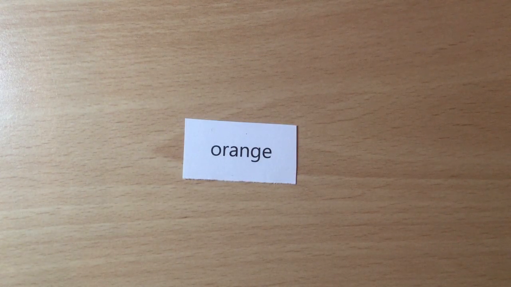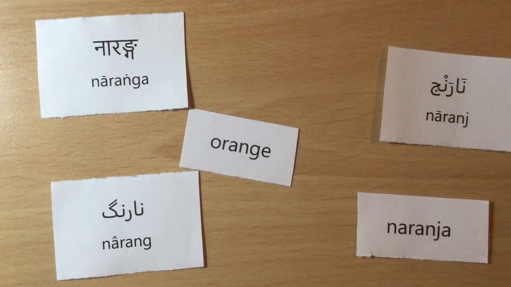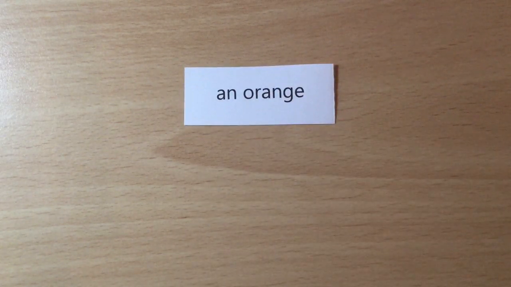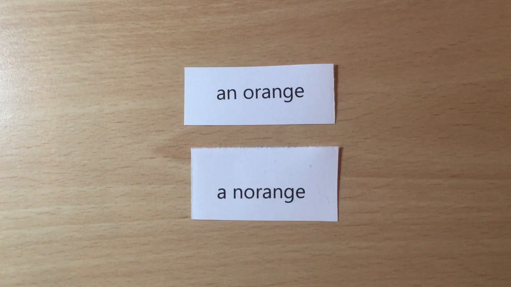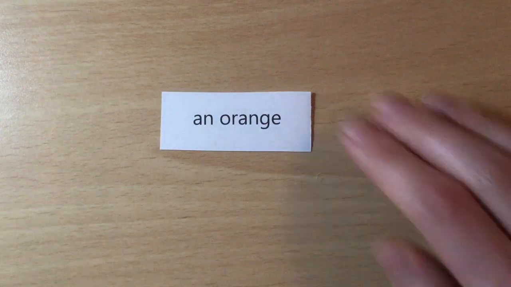But wait, how did we end up with orange? What happened to the N at the start of the word in Sanskrit, Persian, Arabic and Spanish? Where did that go? Well, just imagine for a moment that the N was still there. Imagine if, in English, instead of talking about an orange, we were talking about a norange. It sounds exactly the same.